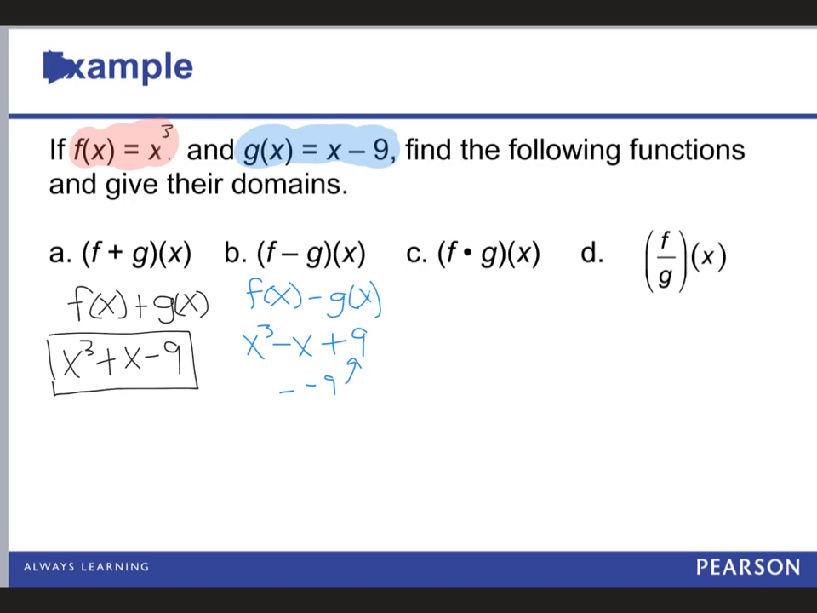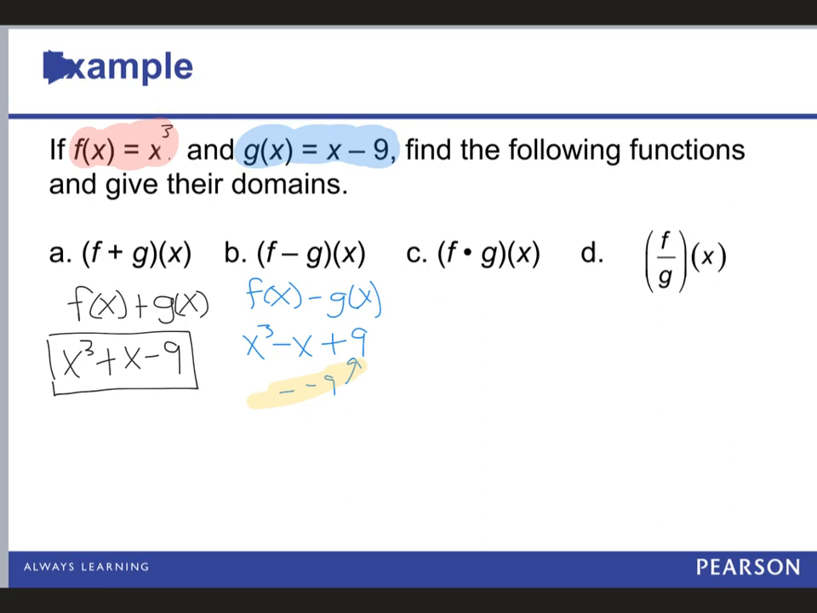Yeah, let's see. Be careful when you're subtracting a negative. All right. So the next example is when we're finding the product, and notice that the little multiplication sign is solid. If it is an open circle in the middle, it means composition, which is different, and we'll get to what that means later. But it has to be a solid dot to imply multiplication.